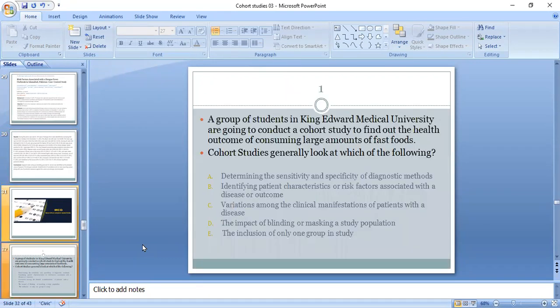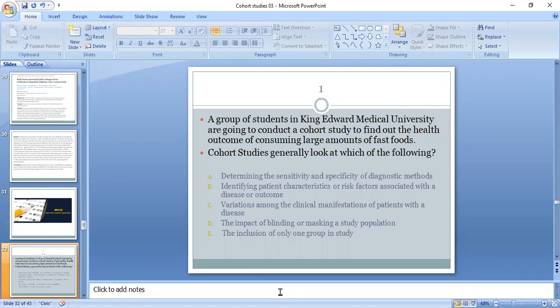Now the time for MCQs. First MCQ: a group of students in King Edward Medical University are going to conduct a cohort study to find out the health outcome of consuming large amounts of fast food. Cohort studies generally look at which of the following: A, determining the sensitivity and specificity of a diagnostic method; B, identifying patient characteristics or risk factors associated with the disease or outcome; C, variations among the clinical manifestations of patients with the disease; D, the impact of blinding or masking of the study population; or E, the inclusion of only one group in the study. Which is the correct option?